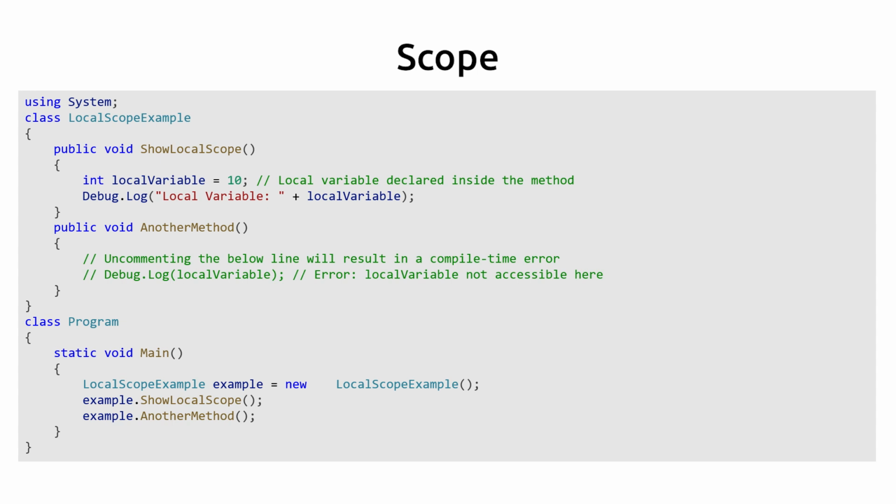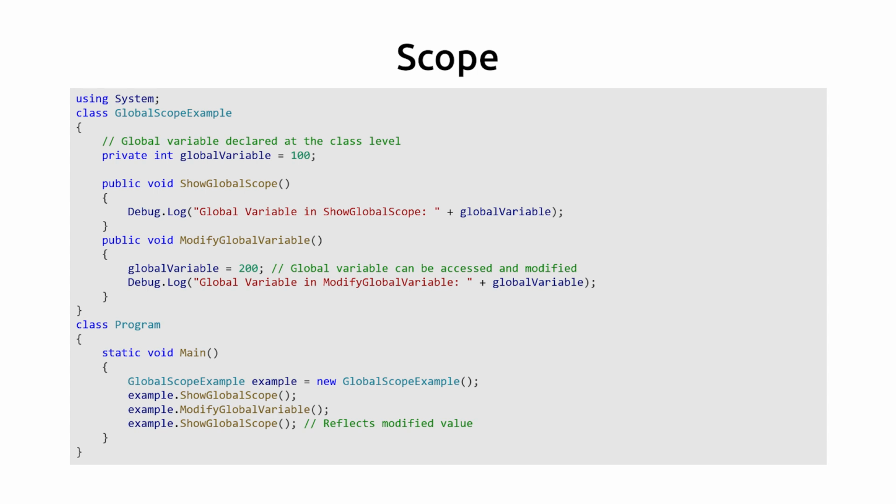Block or method are only accessible within that block. They exist only during the execution of that block. In this example, the variable localVariable is declared within a method and is only accessible within that method. Trying to access it outside will result in an error. The local variable is only accessible within the showLocalScope method and ceases to exist once the method ends.